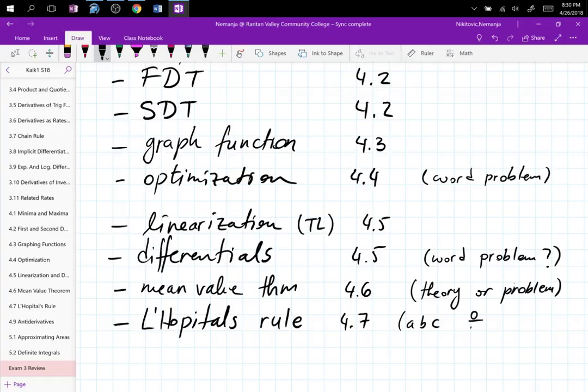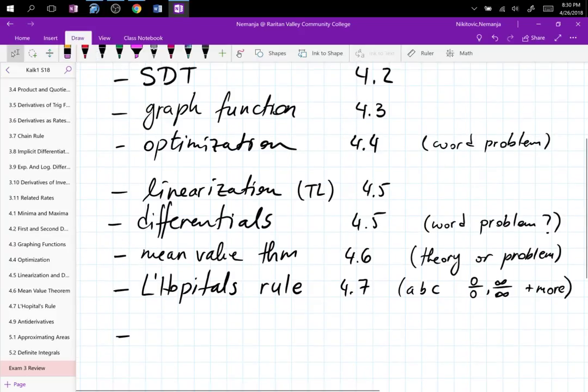You are definitely going to have one problem that is either 0 over 0 or infinity over infinity. And then the rest could be, you know, infinity minus infinity or 0 times infinity, something of that, right? So plus more. But one is guaranteed to be one of the vanilla ones, right? You just take derivatives right off the bat and complete the problem. And after this, we only have antiderivatives, which is basic integration.